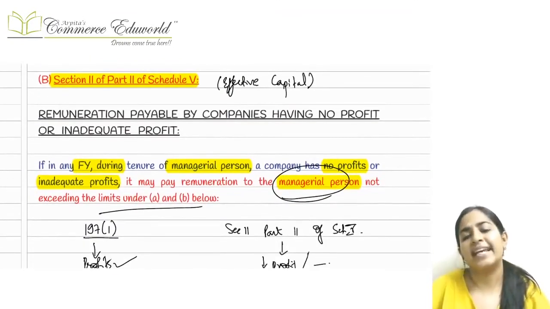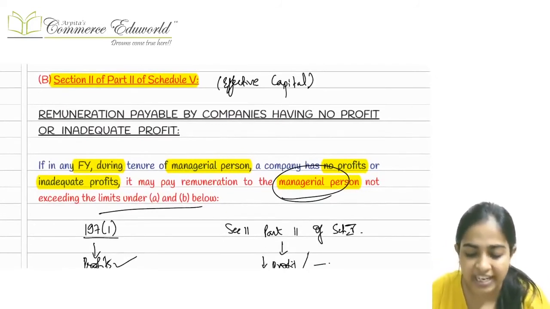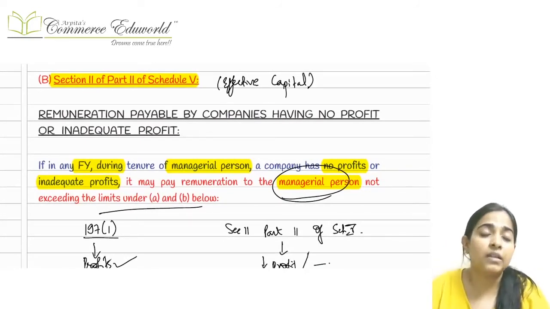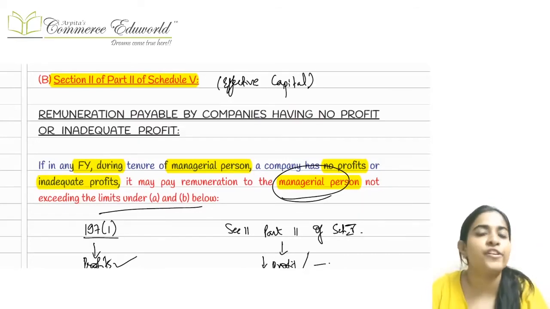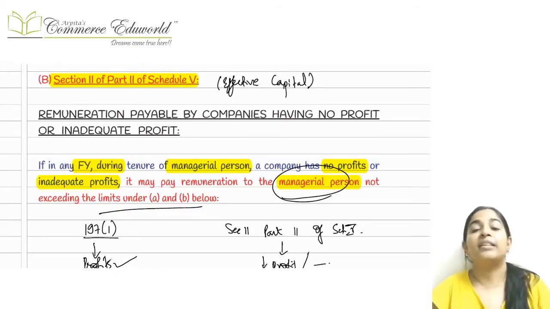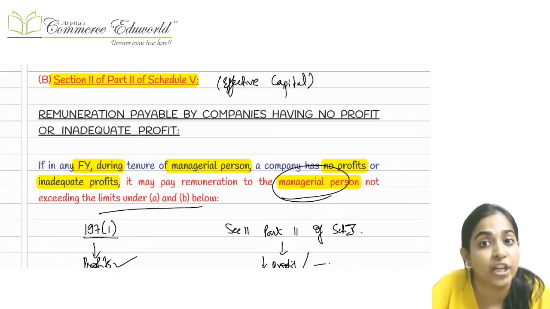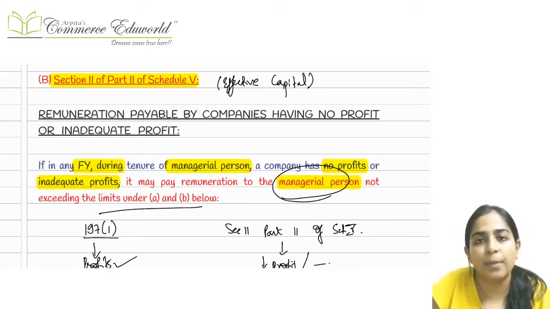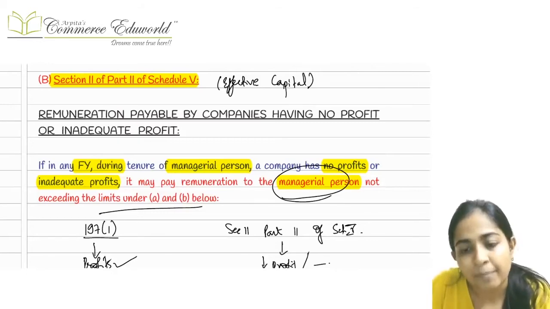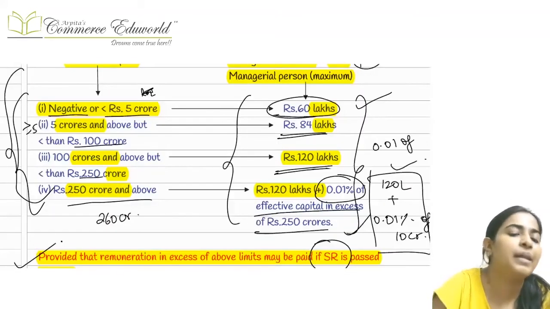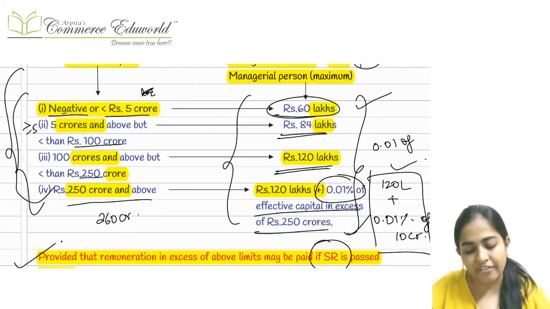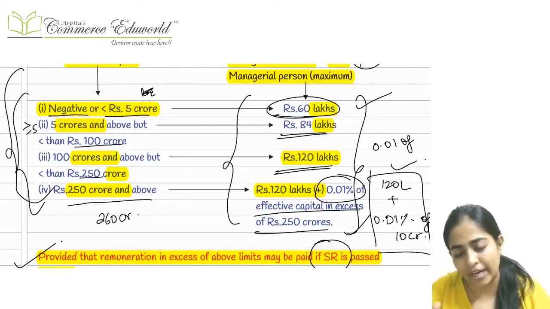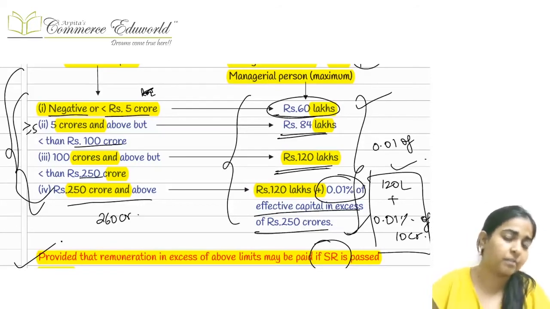Now, going on to the next case where the company is not having adequate profits. Either the company is having insufficient profits or the company is not at all having any profits. Then in that case, the company can pay remuneration only to its managerial personnel, based on the effective capital. There was some limit of this effective capital. That is, if the effective capital is negative, or if it is less than rupees 5 crore, then you can pay up to 60 lakhs for the entire year.